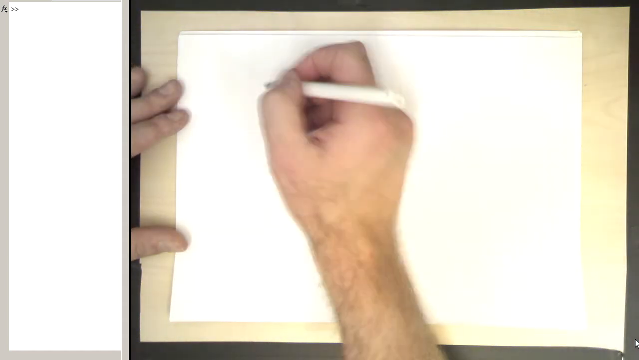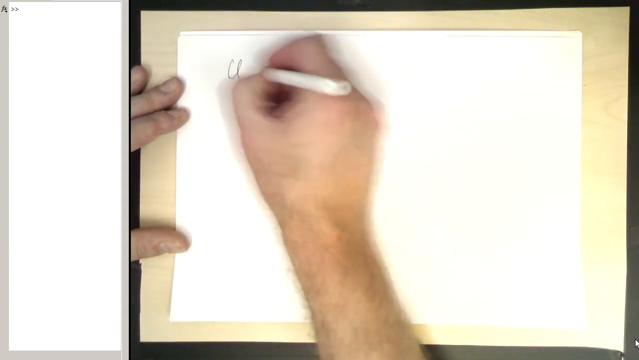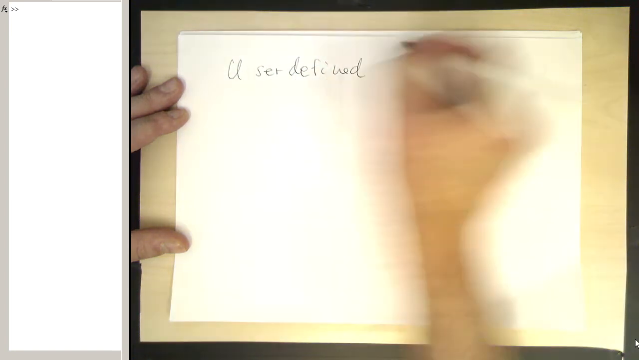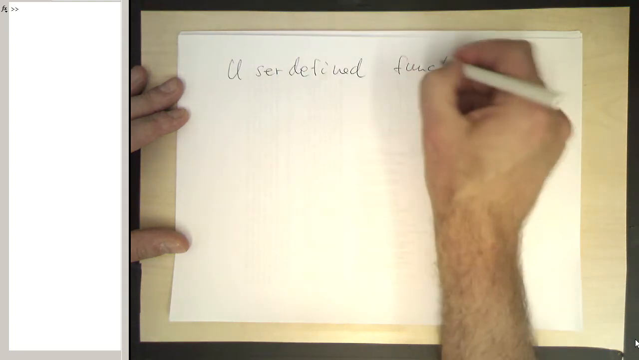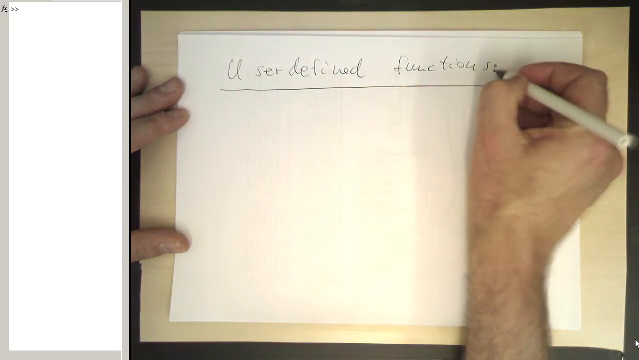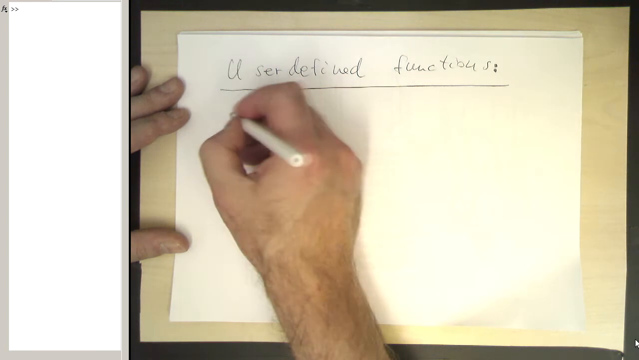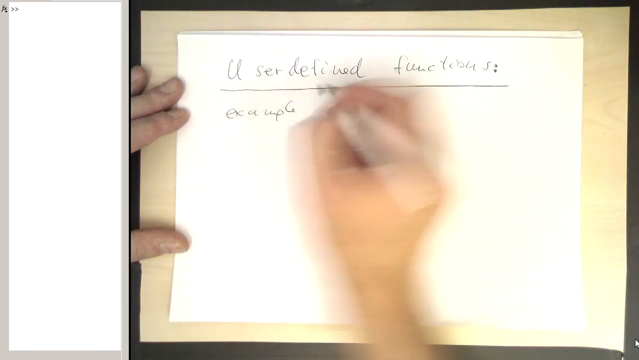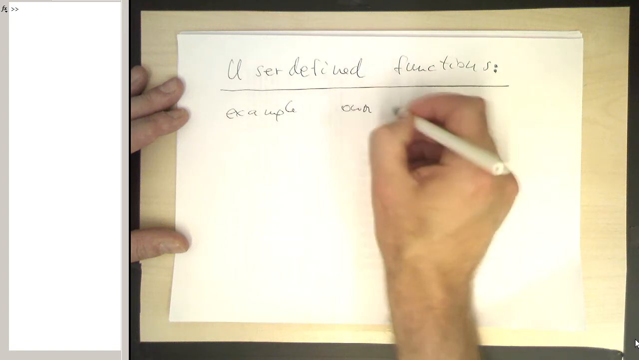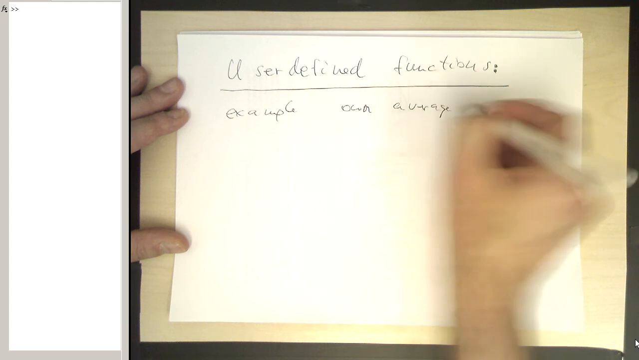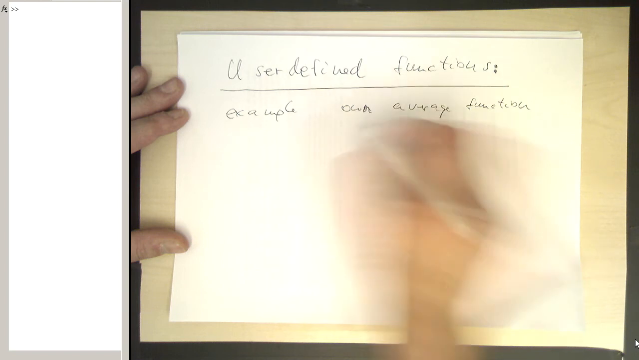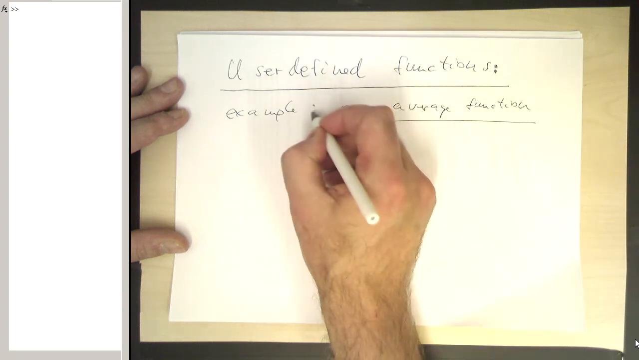So imagine you would like to define your own functions. So let's talk about user defined functions. Yeah, so how do we do that? So imagine you would like to create, for example, our own average function. So our own average function as an example.